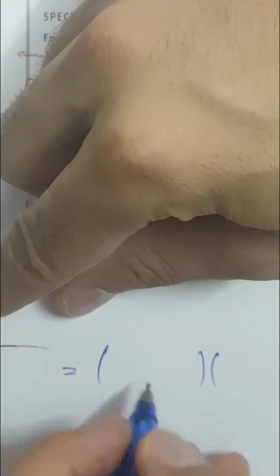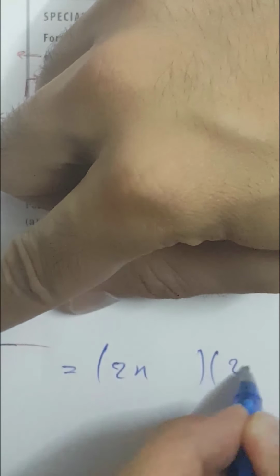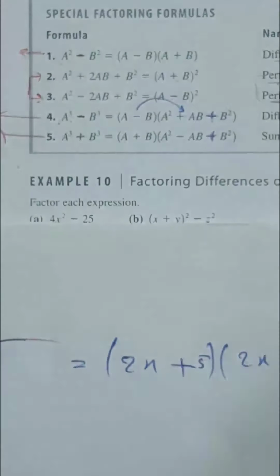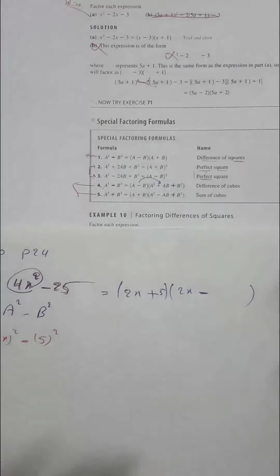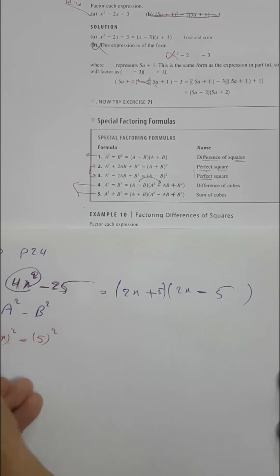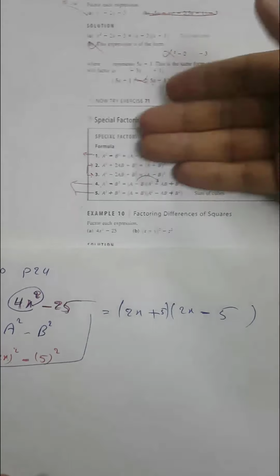Can you see? Why? Because I have 4x square minus 5 square. That's why I say it's a difference of squares, sorry, difference of squares. First square, difference, second square. So I'll say directly by the first formula, factor this one to 2x, 2x, positive, negative. 25 will be changed to 5. Okay, dear, that's all that you need to deal with that one without memorizing.